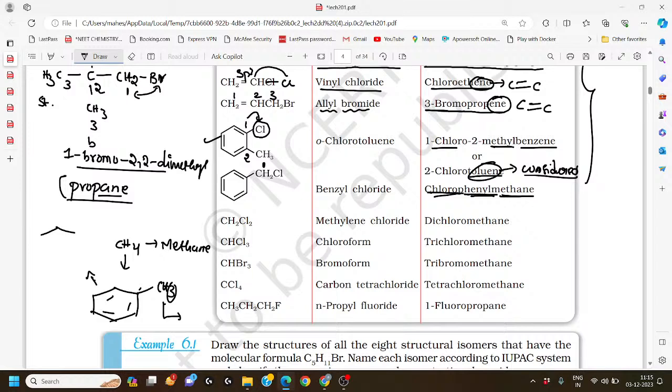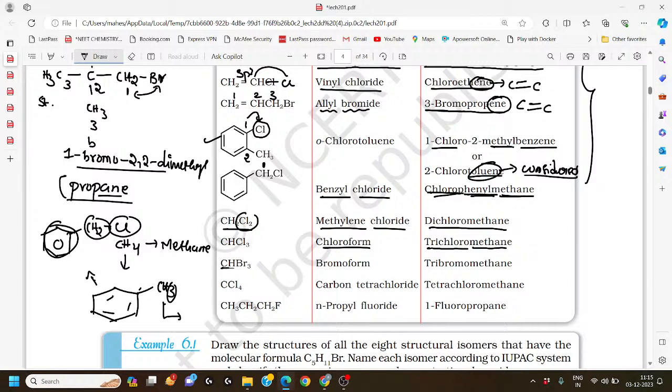So this will be named as CH2-Cl. So we observe that chlorophenyl methane. CH4 means methane. So its IUPAC name is benzyl chloride. And next one is CH2Cl2. That means two chlorines are present, only one carbon is present, dichloromethane and methylene chloride. And CHCl3, its name is chloroform, and three chlorines are present, that's why trichloromethane. And CHBr3, bromoform, tribromomethane. CCl4, carbon tetrachloride, tetrachloromethane.